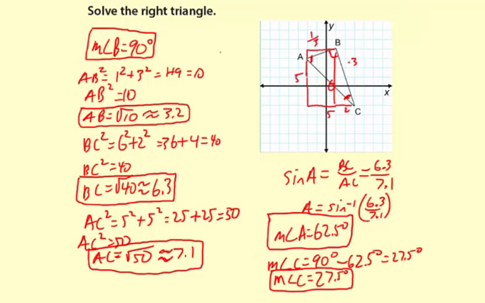Let's review the process. There were a lot of steps here, but it really wasn't that complicated. We found out the right angle by comparing slopes. Then we used the distance formula or Pythagorean theorem to figure out the three side lengths of the right triangle. Then we used inverse trig ratio to find the measure of angle A, and then used the triangle sum theorem to find the last angle, measure angle C.